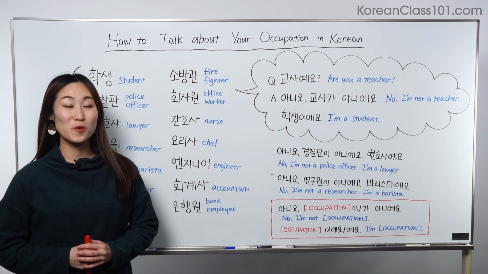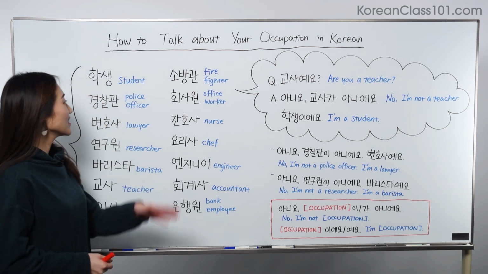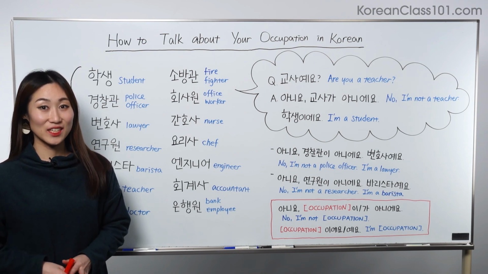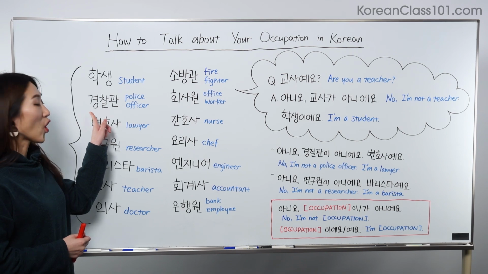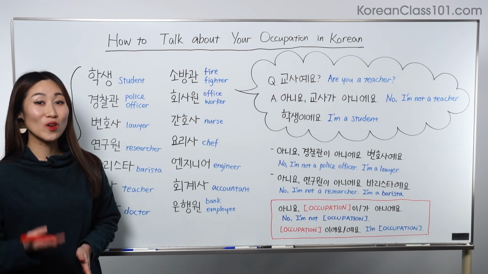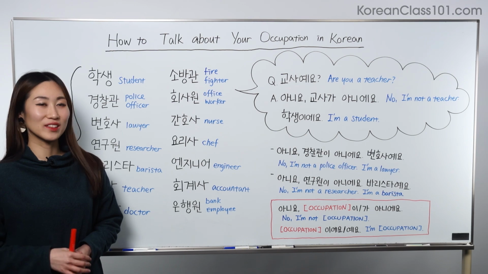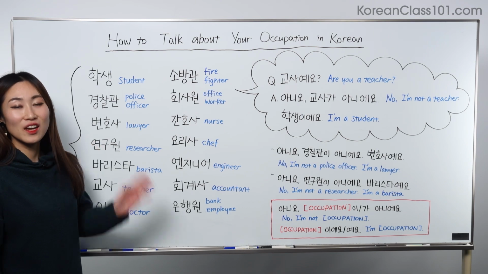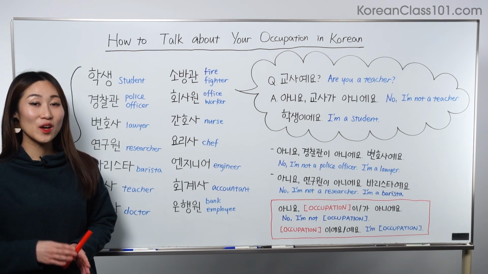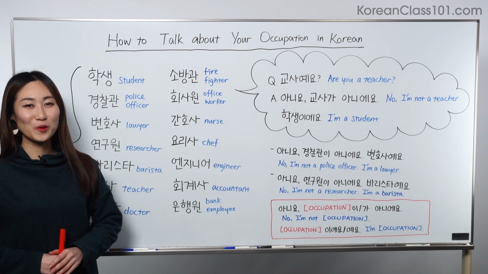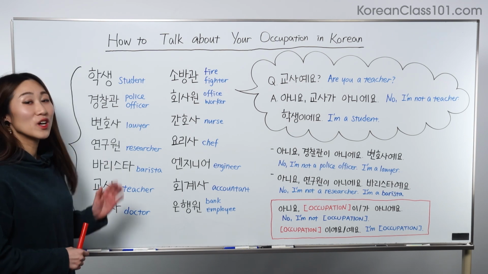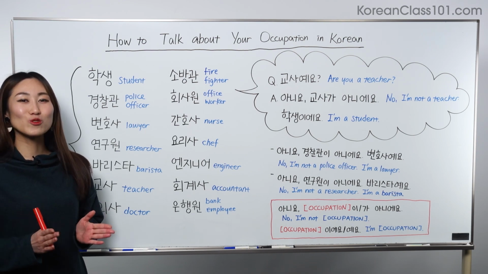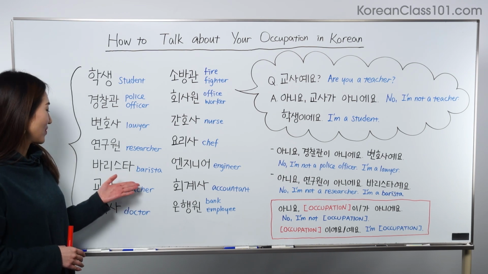Okay, so let's look at the vocabulary. First word we have is 학생. Student. 경찰관. It means police officer. Next we have lawyer, 변호사. Next we have 연구원. Researcher.